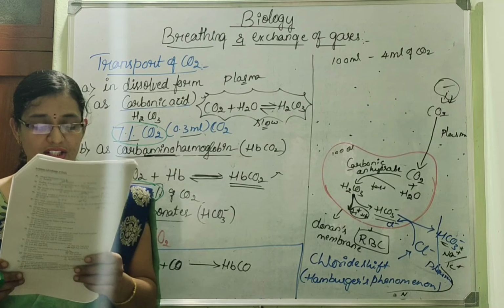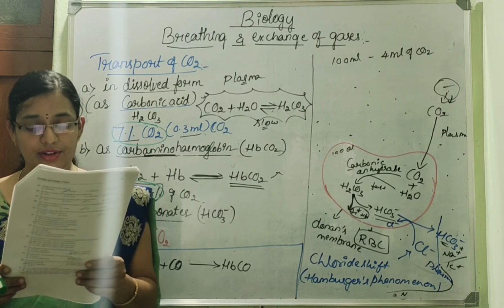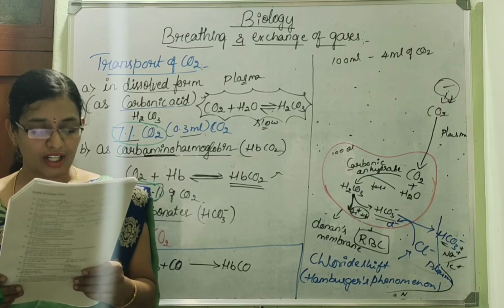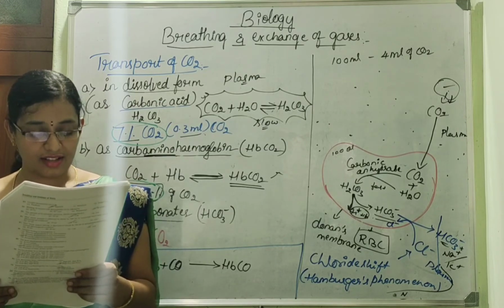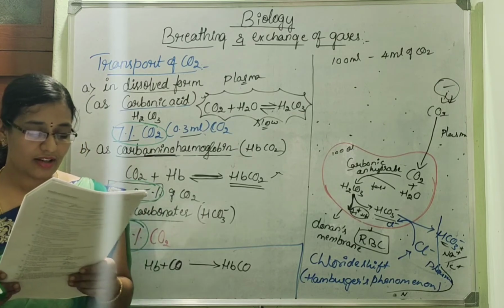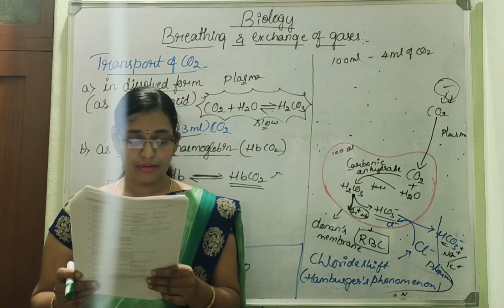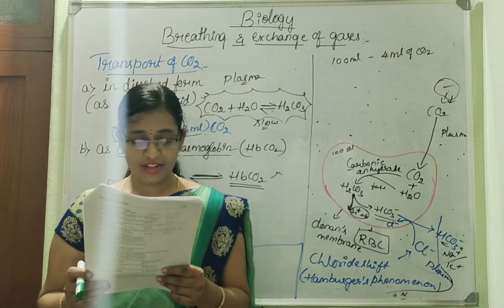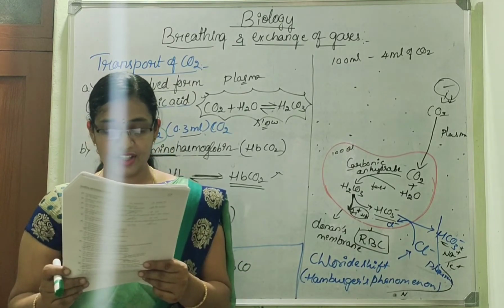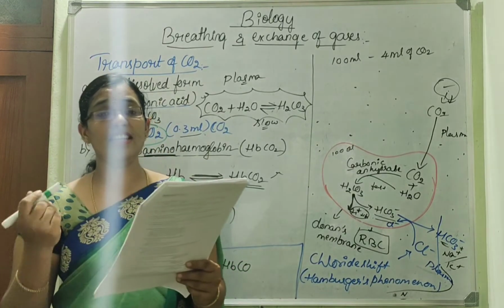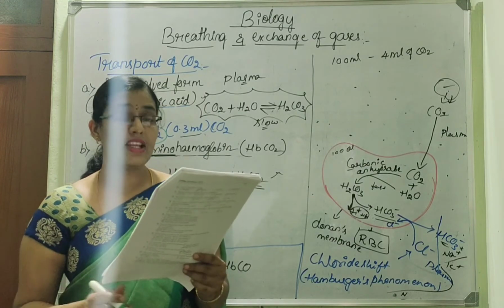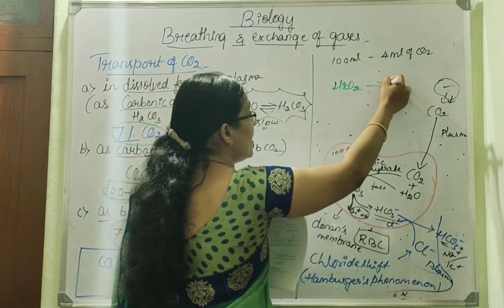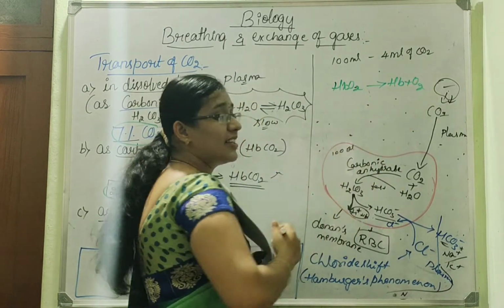Under a given oxygen concentration in blood, dissociation of oxyhemoglobin will increase if: A, pH of blood falls; B, pH of blood rises; C, carbon dioxide concentration in blood falls; D, free fatty acid concentration in blood falls. So under a given oxygen concentration in blood, dissociation of oxyhemoglobin increases when certain conditions are met.